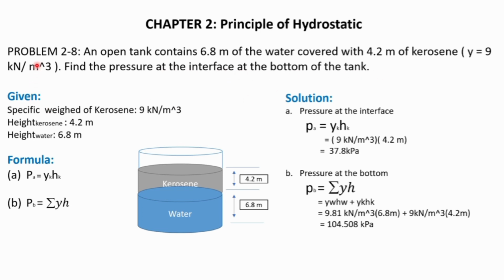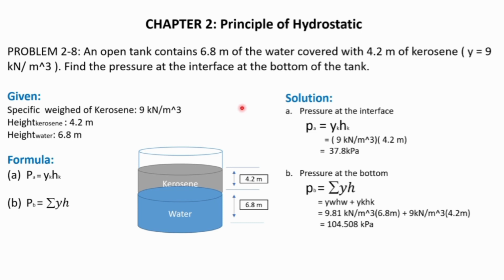In this problem, we are given the specific weight of kerosene, which is 9 kilonewtons per cubic meter, the height of kerosene, 4.2 meters, and the height of water, 6.8 meters. We are using two formulas. The first one, pressure A, is the specific weight of kerosene times the height of kerosene, and pressure B is the summation of the specific weight times height.